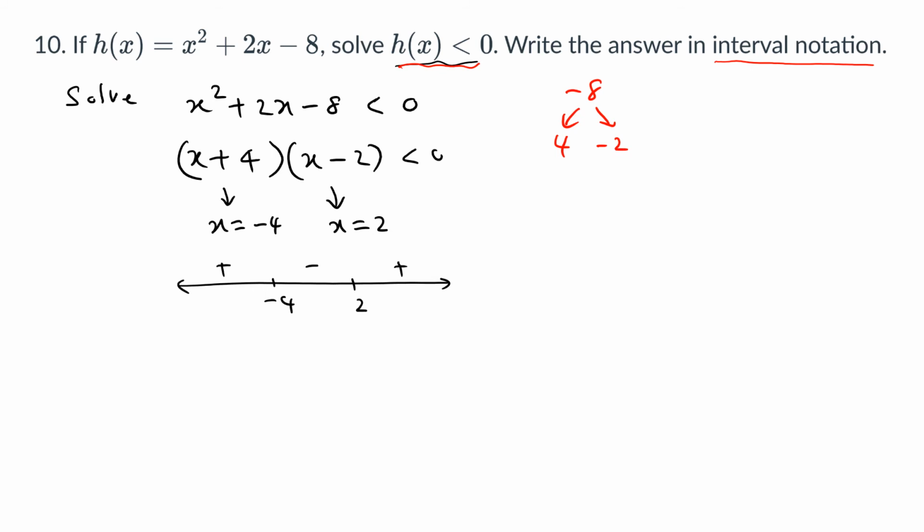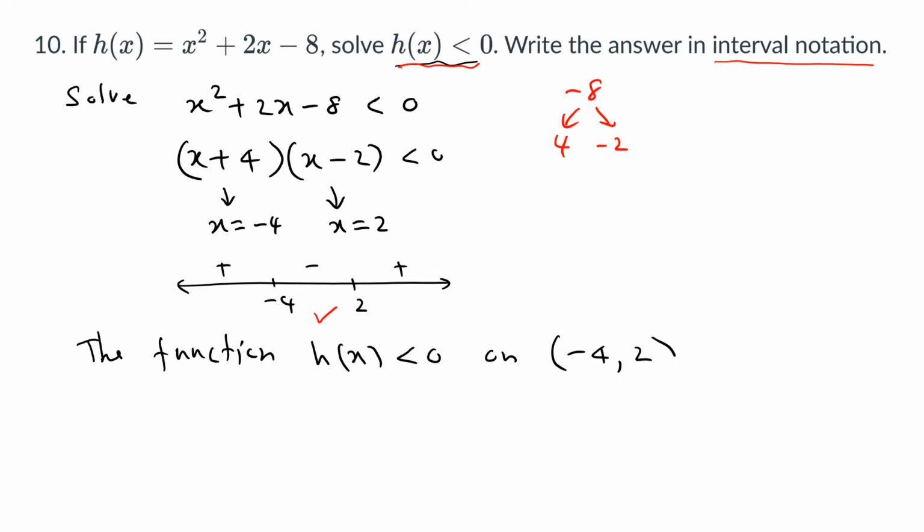For that, the leading coefficient has to be positive. If not, you cannot do this. So that means we are looking for negative, so that means the region in between. So you can say the function h(x) is negative on, you can see it's in between, on -4 to 2 without the corners because there's no equal sign. So that's the answer. It's a very simple problem.